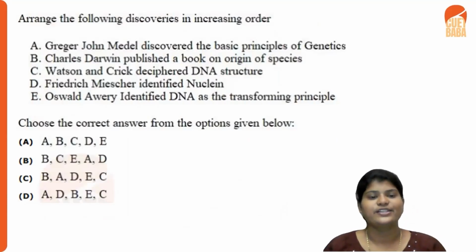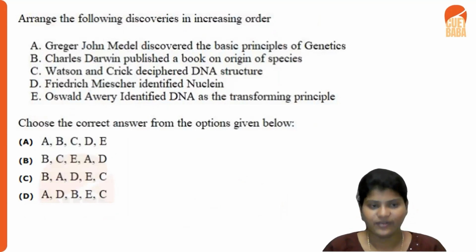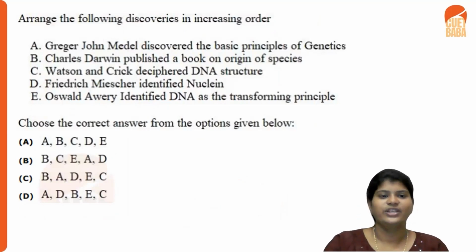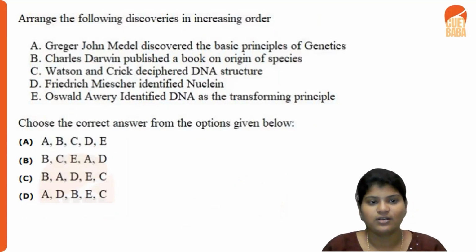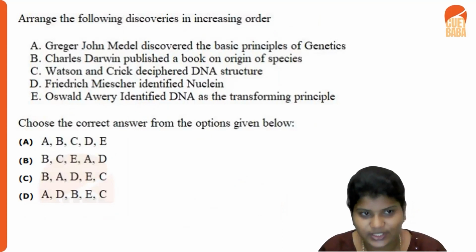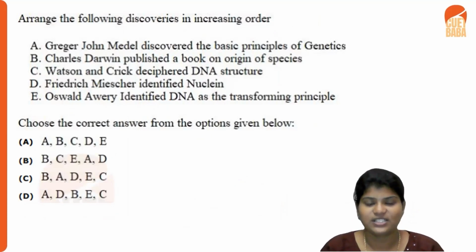The next one: arrange the following discoveries in increasing order. Okay, so we need to arrange the order. The first one is Gregor Mendel discovered the basic principle of genetics. Charles Darwin published a book on the origin of species. Watson and Crick discovered the DNA structure.